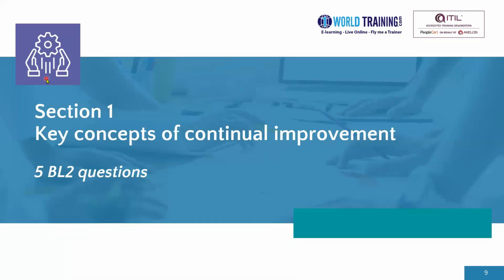We are in section 1, key concepts of continual improvement. Of the 20 questions, 5 will be from this section in the exam. All these questions will be at Bloom's level 2, meaning they would be at an understanding level and not at the application level.